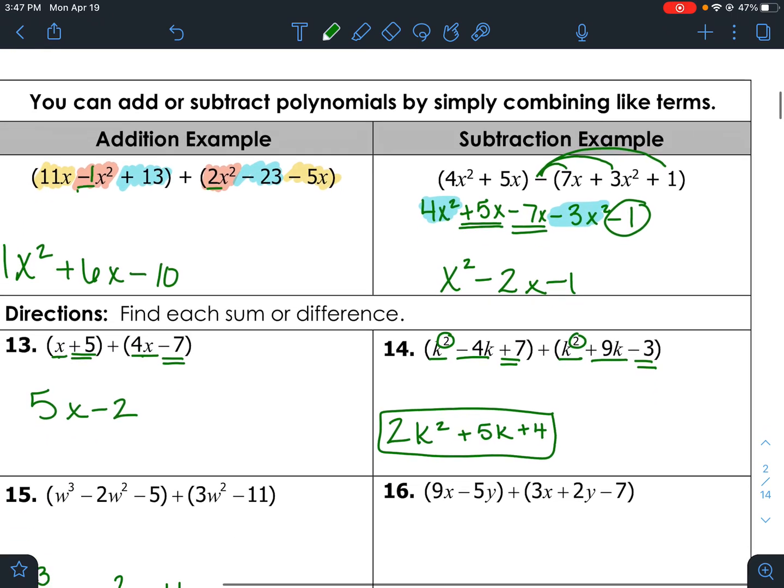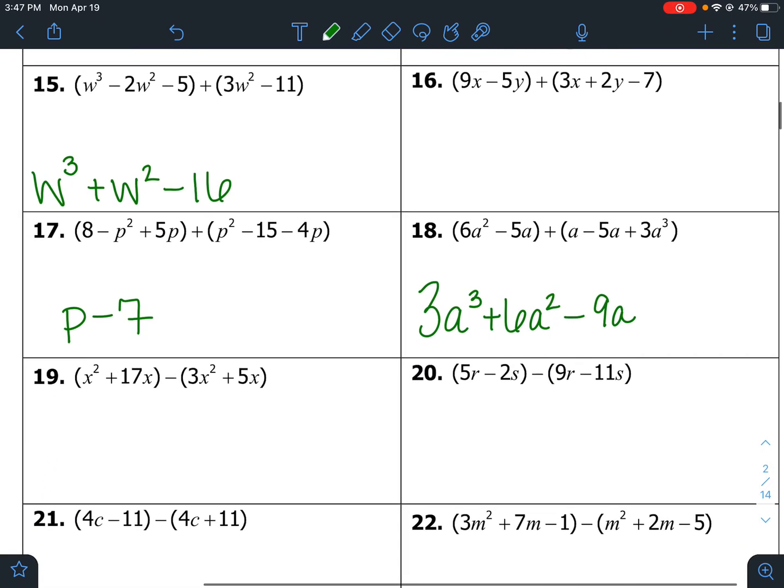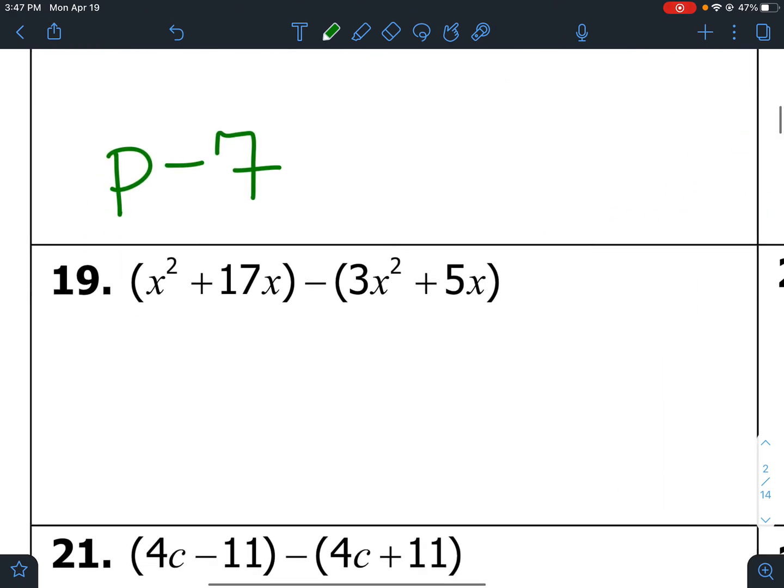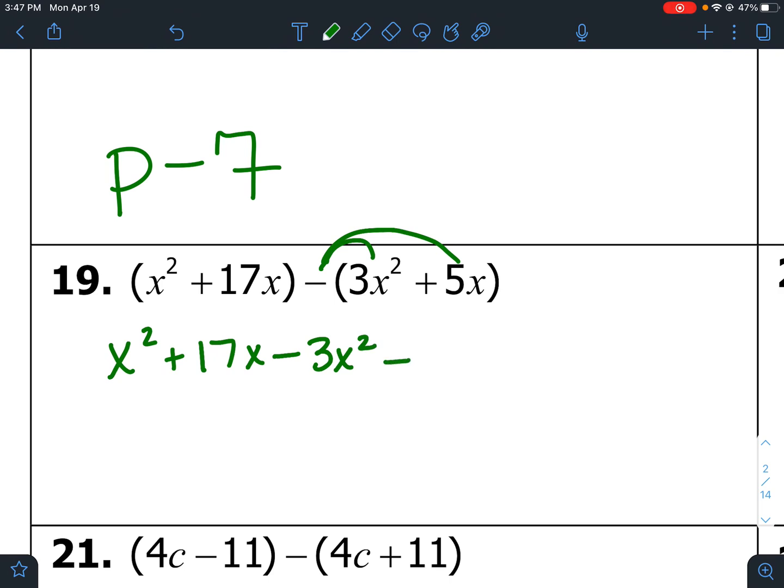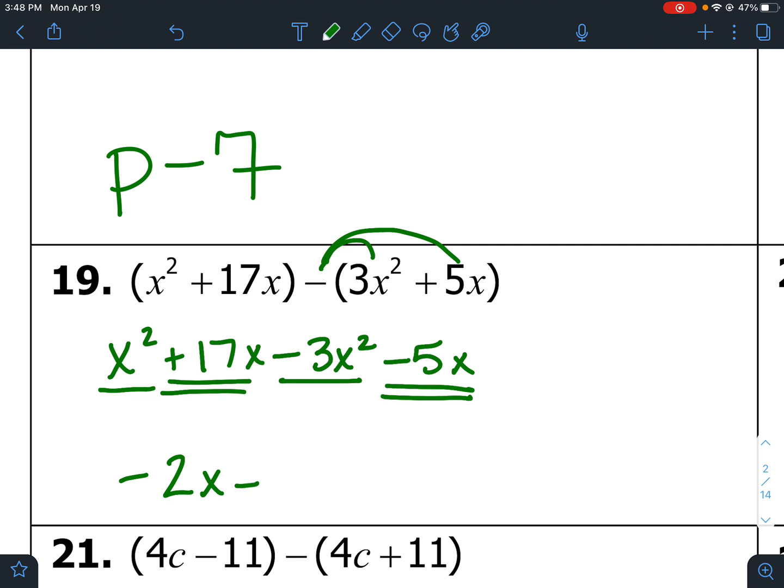Let's go down to number 19 real fast. Again, I have a subtraction sign that I have to distribute to everybody else. So I'm going to rewrite this first chunk here, x squared plus 17x. And I'm going to rewrite this here, negative 3x squared minus 5x. Combining my like terms, 1x minus 3x, negative 2x. 17x minus 5x gives me 12x.